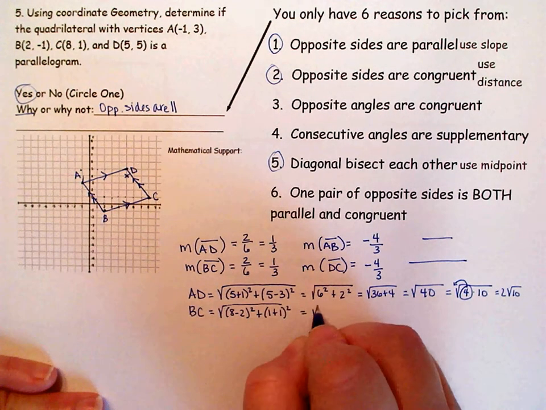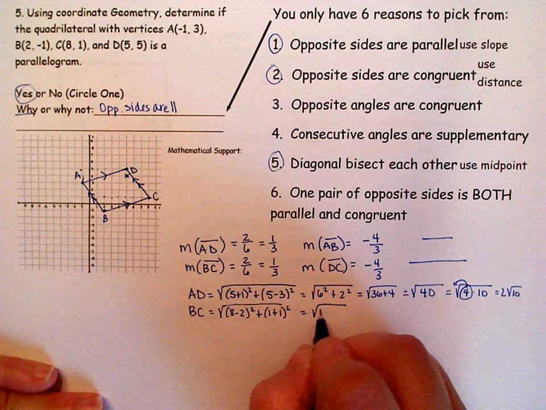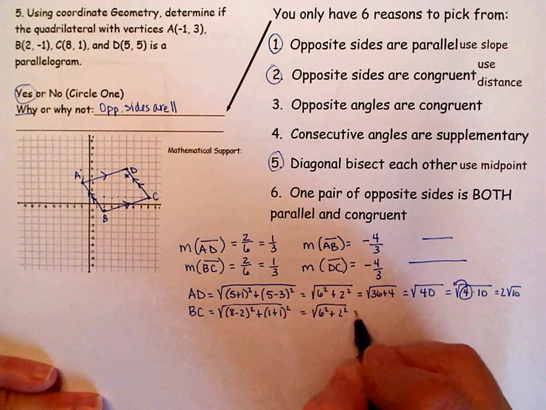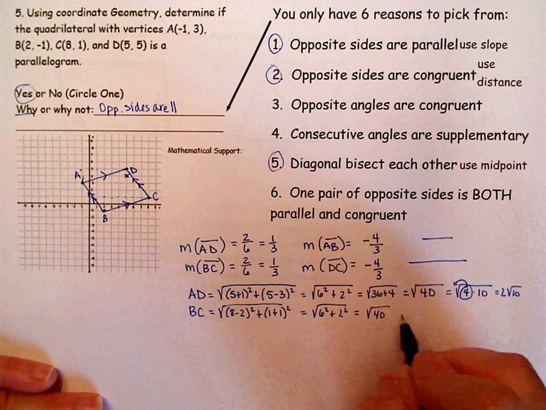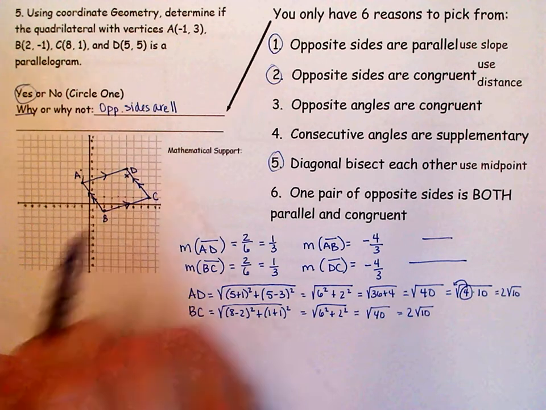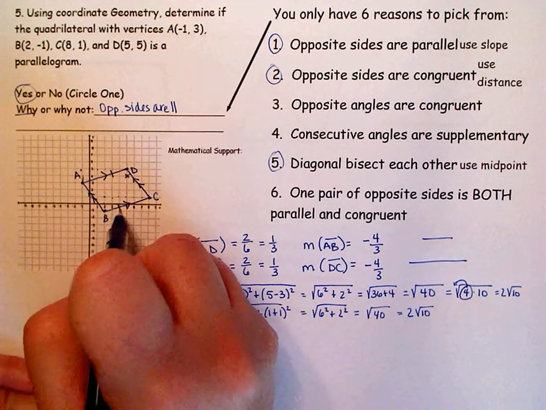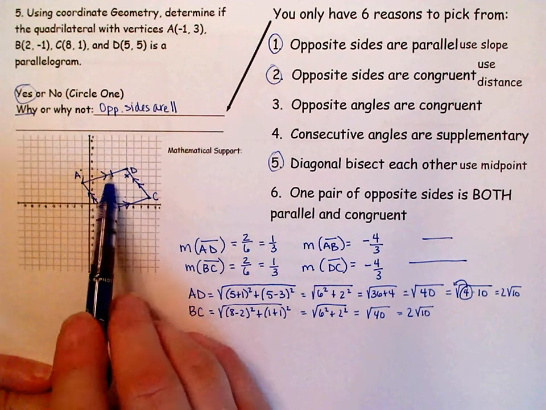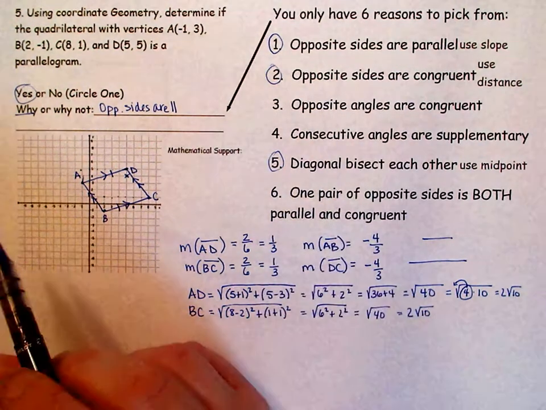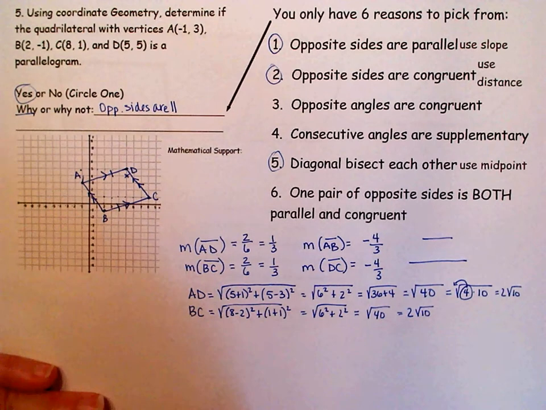So again, 8 minus 2 is 6, so that's 6 squared again. 1 plus 1 is 2, so that's 2 squared again. So of course we know we're going to end up with the square root of 40, which simplifies to 2 root 10. So we know these opposite sides are congruent. So I can use those as congruent sides, but that's not enough to say it's a parallelogram, because that's just one pair of opposite sides that is congruent.